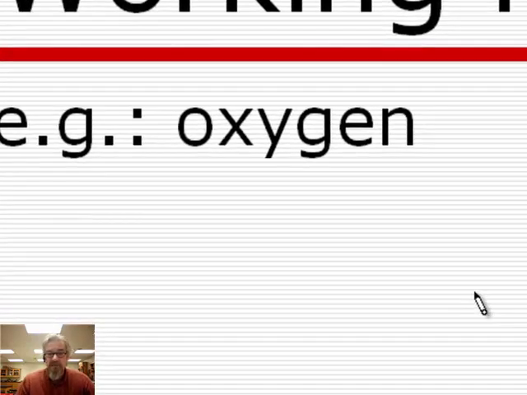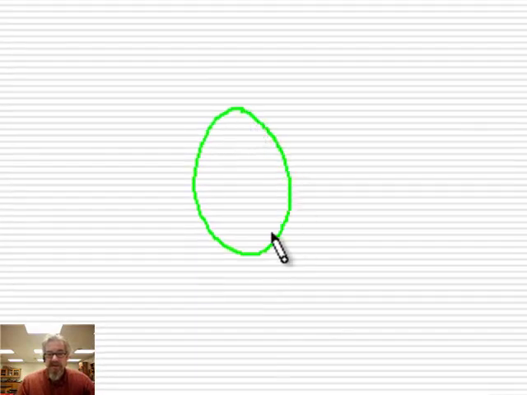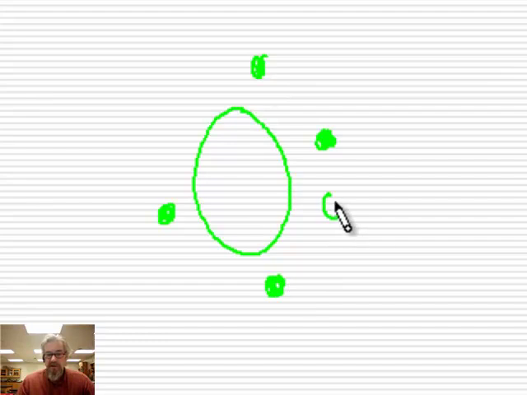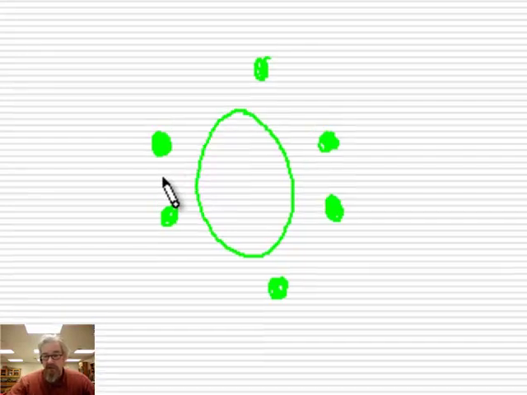Oxygen, column 6. Write the symbol for oxygen. 1 on one side, 2, third side, fourth side. Still need 2 more, so I'll go back to that original side, go over to the left-hand side, and now I have my 6 dots. 2 on 2 sides, 1 on the other 2 sides. You probably notice that I always have a pattern. I go right, left, top, bottom, right, left, top, bottom. You don't have to do that, but it's a good habit to get into. Keeps you from putting dots in the wrong spot.